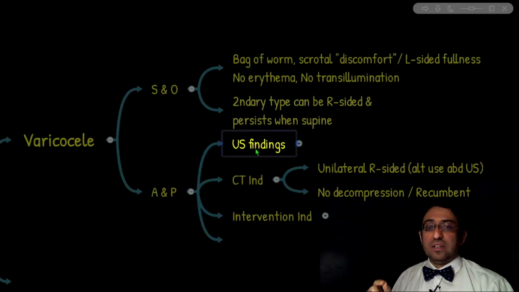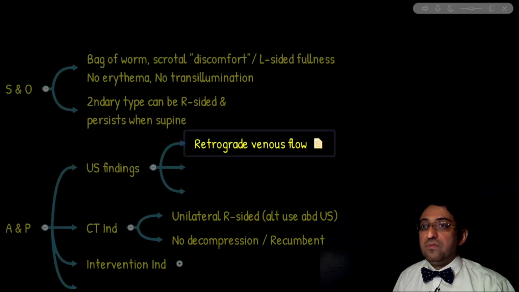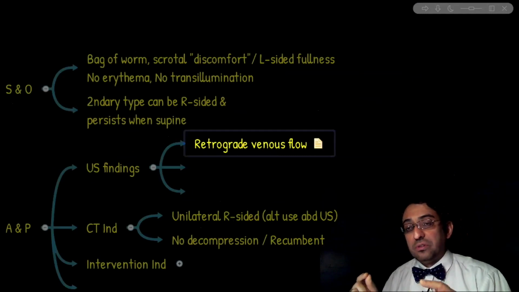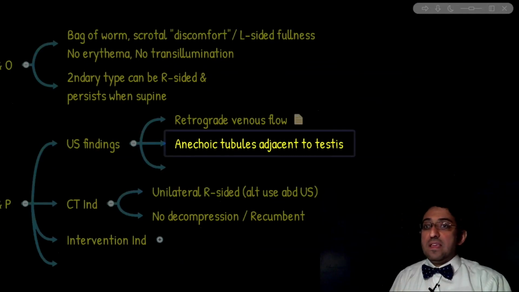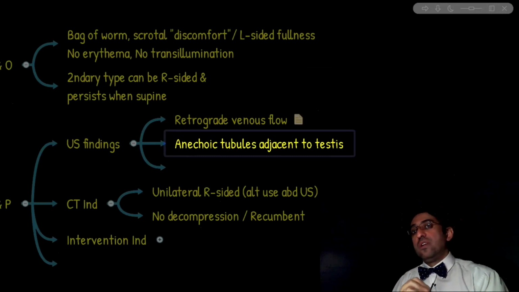Ultrasound is an alternative. Now, what are the possible ultrasound findings for varicocele, either right side or left side? Well, we have the possibility of retrograde venous flow in the pampiniform plexus. Do you remember what was the venous flow in torsion? In torsion, the venous flow was absent. Here, the venous flow is retrograde. Don't confuse these two. The second finding is reported as an anechoic mass adjacent to the testis, an anechoic tubular mass.